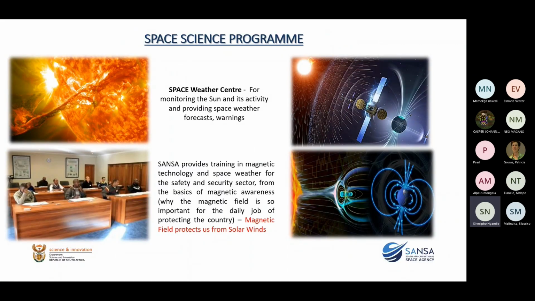And then the space science program, like I said, deals with monitoring the sun and its activity, and we provide space weather forecasts or warnings. We like to say that we work sort of like the South African Weather Service, but we work in outer space. We don't deal with terrestrial weather. We deal with weather that is in outer space, but specifically focusing on the sun's activities.